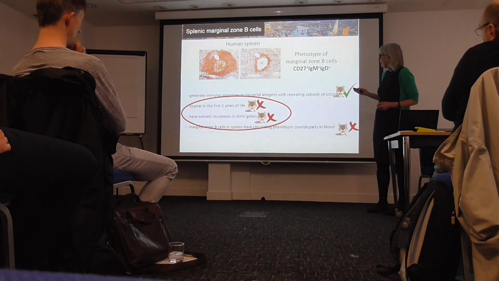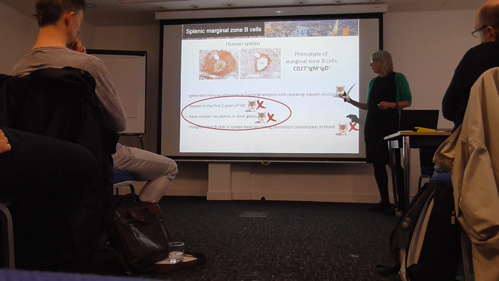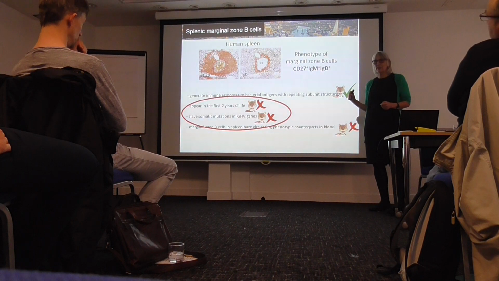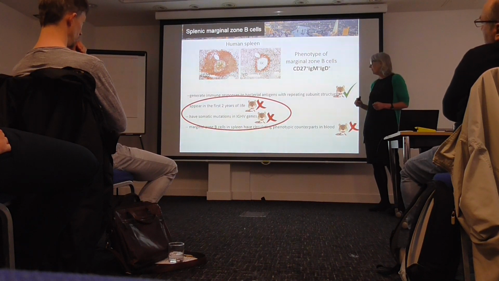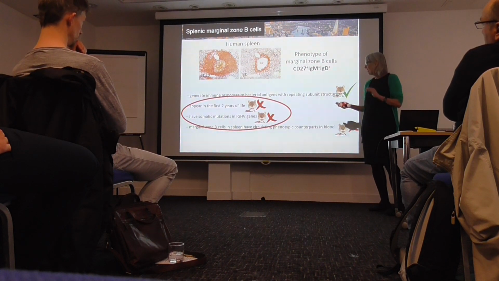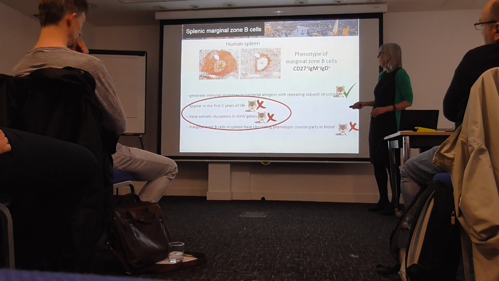So I've been through this slide before. I think what this work has shown is that the marginal zone B cells acquire through the first 2 years of life, because during that time this population is developing in the germinal centres of the gut, and in that time they're acquiring these somatic mutations in their V genes.